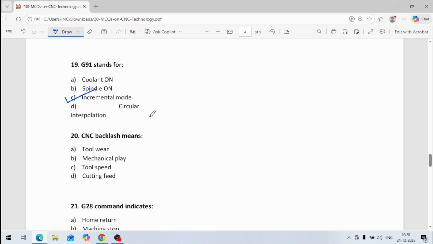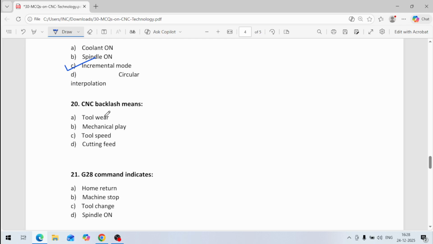Okay. Next question is CNC backlash means tool wear, mechanical play, tool speed, or cutting feed. It is not tool wear. Backlash is not tool speed. It is not cutting feed. So it is only mechanical play. So this is the answer.